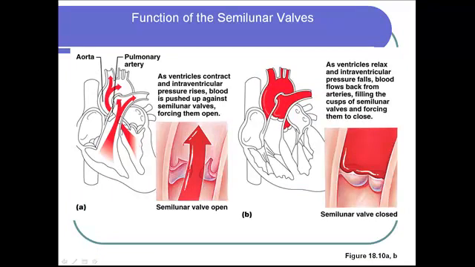Everybody knows these. So the functions of the semilunar valves are just about the same. They don't have chordae tendineae. Once the blood is ejected into, say, the pulmonary trunk, it's prevented from backflowing. And the same with the aorta. It's just the pressure of the next heartbeat that will push that blood farther. You can see that the back pressure here is contained within these cusps.